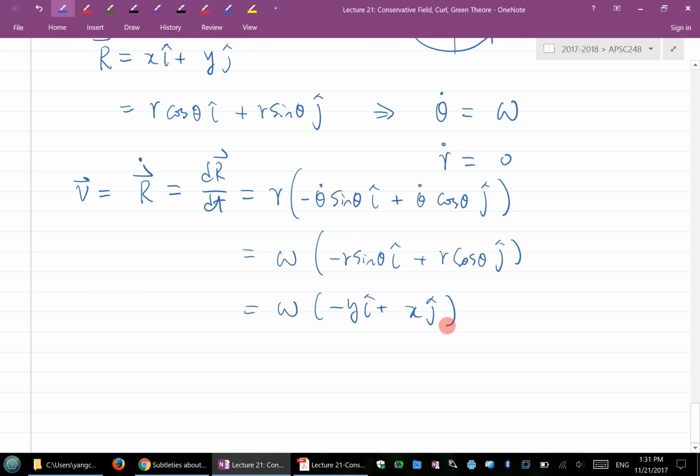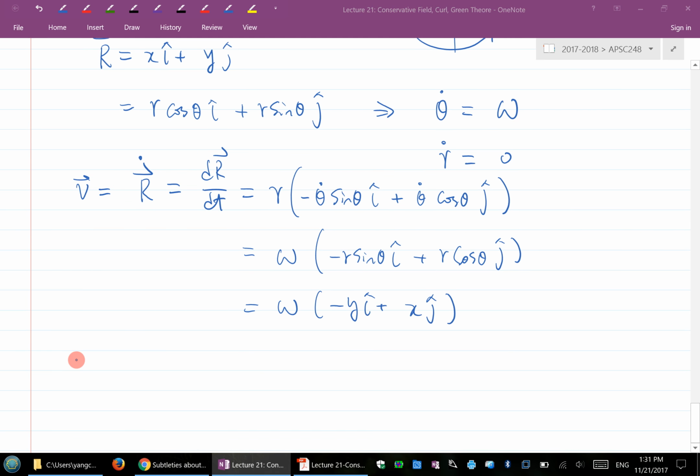And let's calculate the curl of this velocity field. Basically, it's the cross product, del cross f. Very easy, you plug it into the cross product formula. And here's a vector field. You're going to end up with 2 omega k hat. Okay, 2 omega k hat.